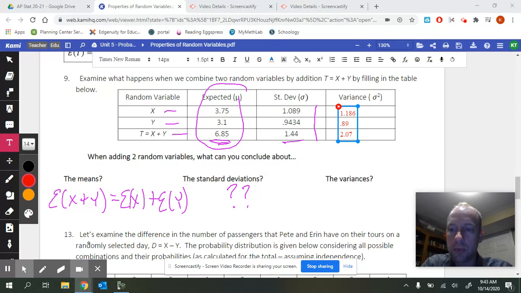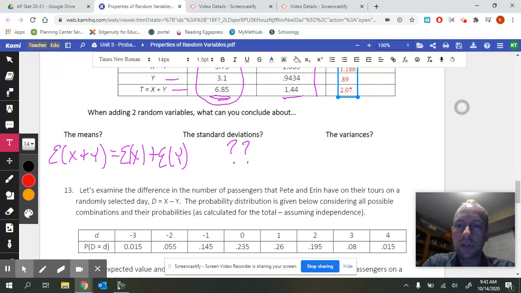Well, cool, I do actually see something, and pause the video if you don't see it yet until you notice something. Hopefully you've now noticed that the standard deviations don't add, but the variances do. And this is actually a really cool moment, and I hope you appreciate it.